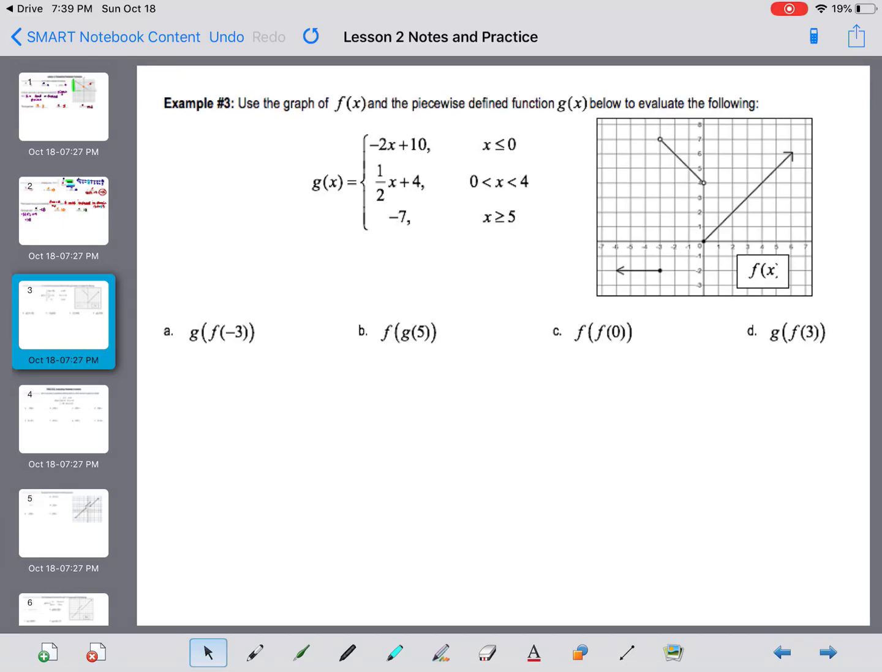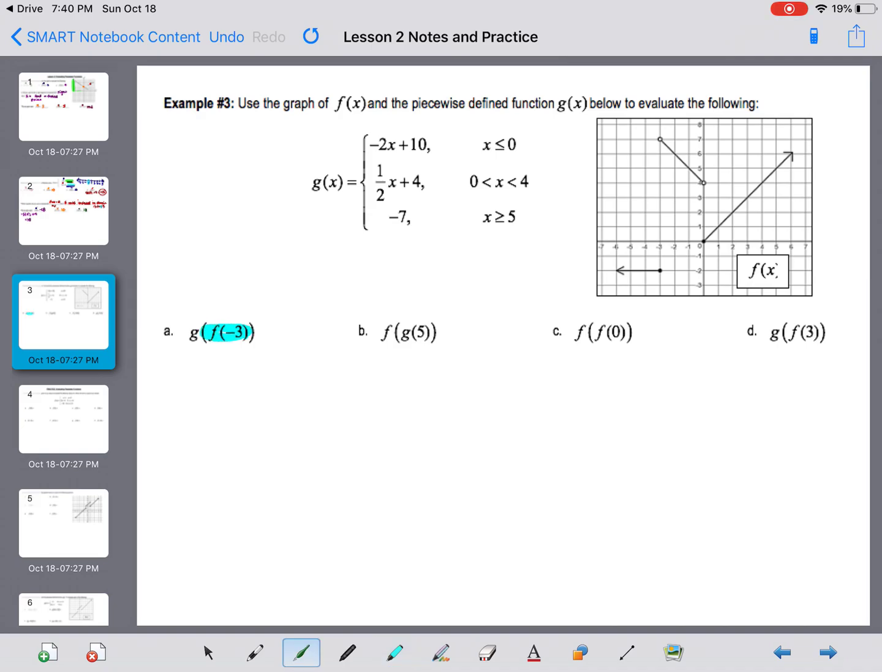So here for example 3, we are going to use the graph and we are going to do composition of functions. We have the graph and we have an equation. G of x is representing the equation, f of x is representing the graph. So for A, we're going to find g of f of -3. So you start on the inside first. So we're going to figure out what f of -3 is.